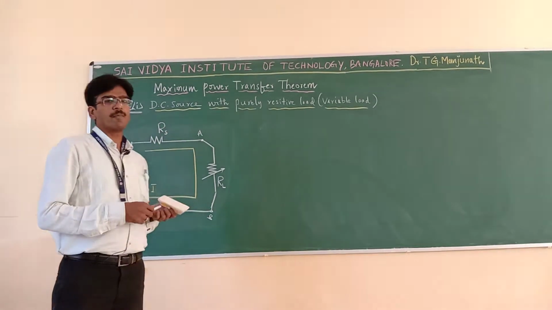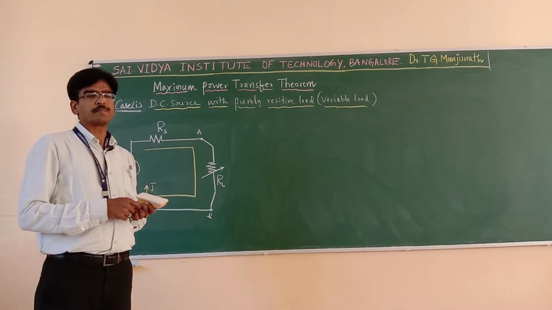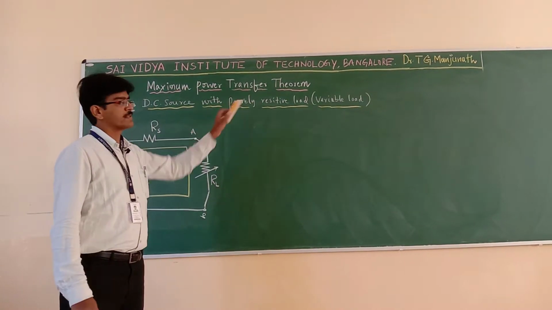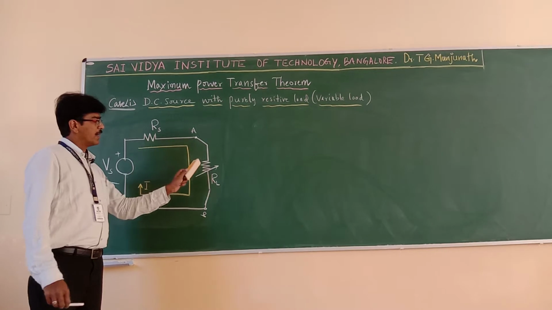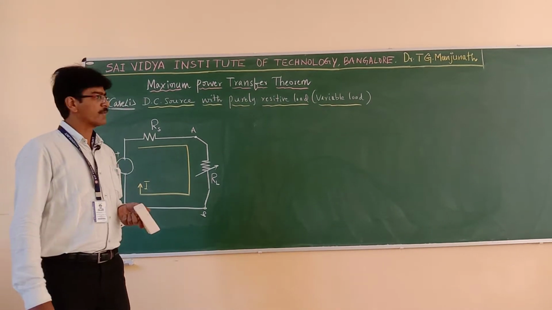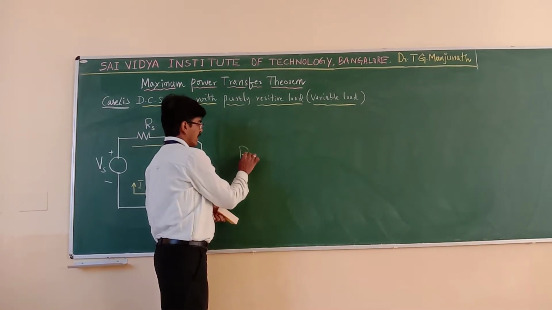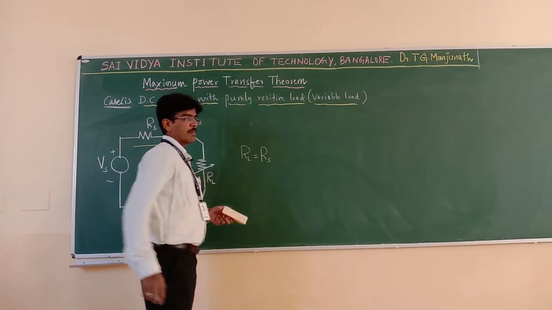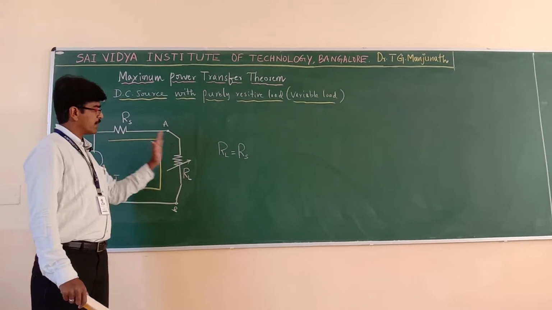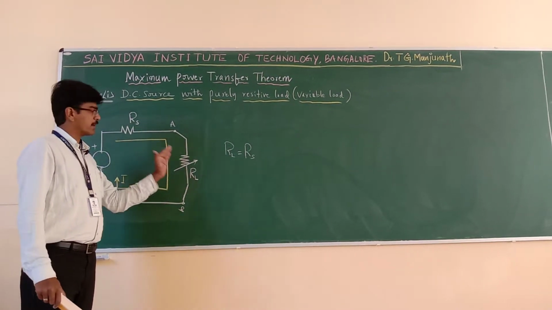In the last session, we started a new theorem, that is the maximum power transfer theorem. We considered case 1: a DC source with a purely resistive load. It is a variable load, and we derived the condition for maximum power transfer, which is RL equal to RS. That means when the value of load resistance is equal to the value of source resistance, maximum power can be transferred to the load when the source is DC and the load is resistive.